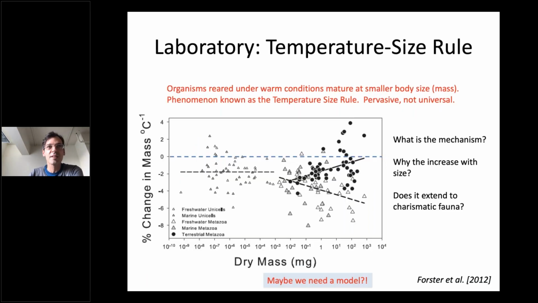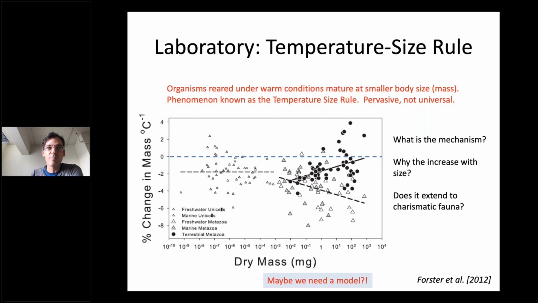I forgot to mention in the past slide, one of the key hypotheses for why this happens is that as you get warmer, metabolic demand for oxygen goes up, and if oxygen in the environment doesn't go up to keep up with that increased metabolism, one sensible way to increase your oxygen supply relative to demand is to make your surface area bigger relative to volume, which can be done by getting smaller.